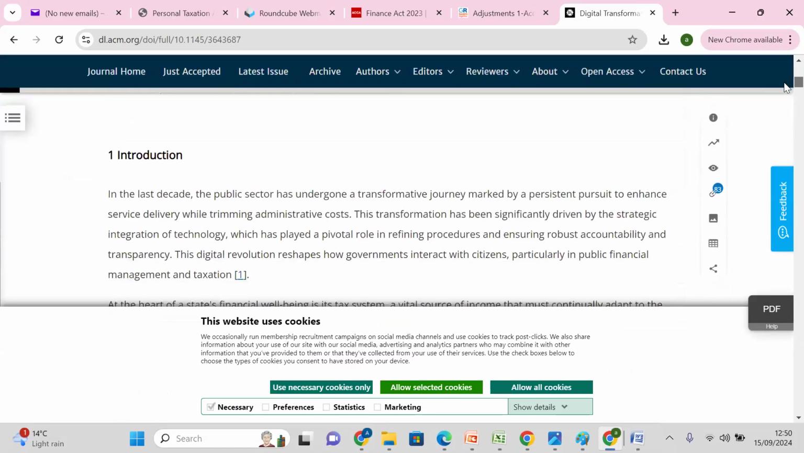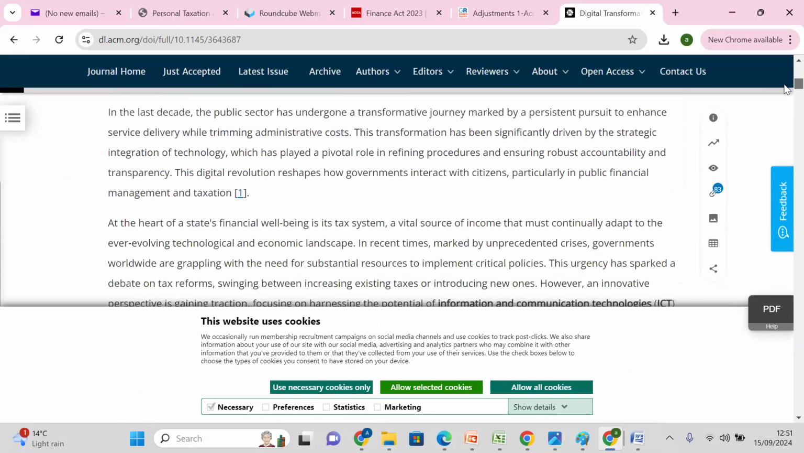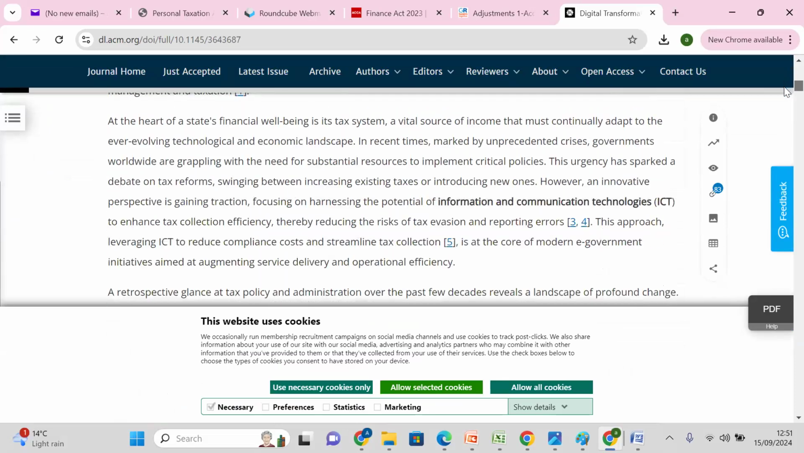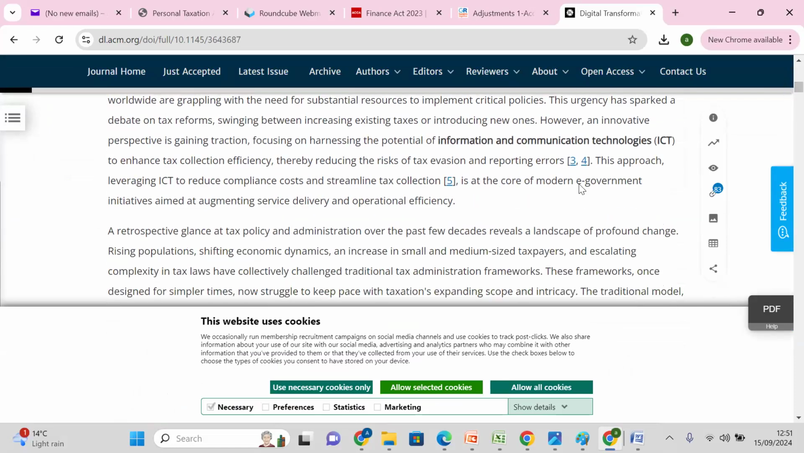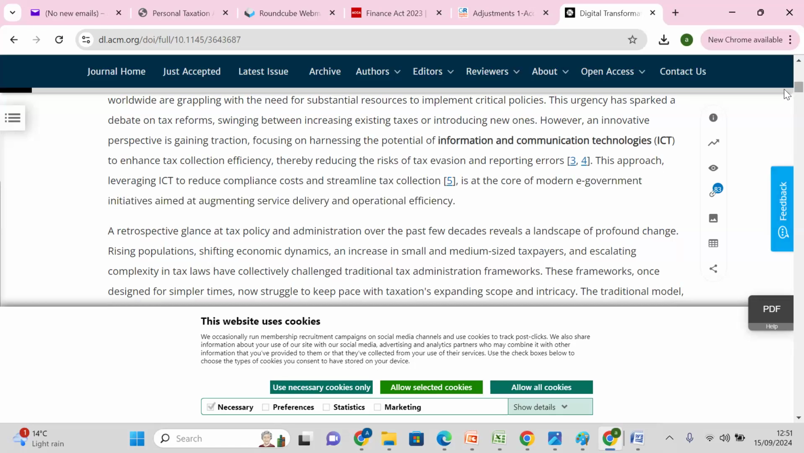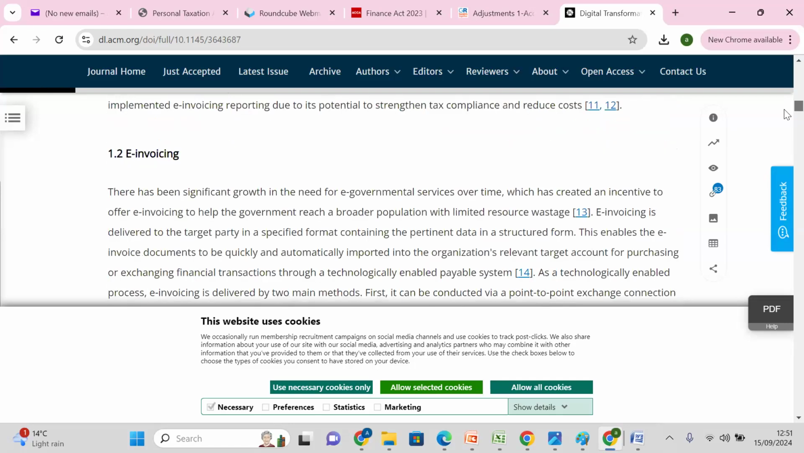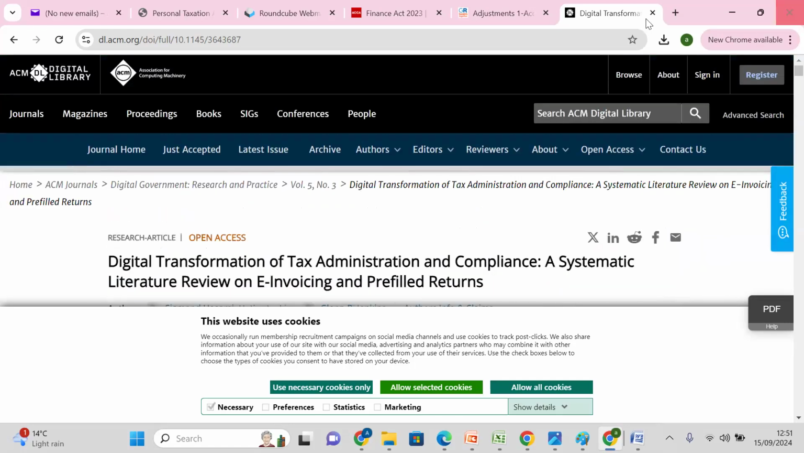In the last decade, the public sector has undergone a transformative journey, marked by the persistent pursuit to enhance service delivery. Administrative costs need to be reduced, so digital is good. We discuss that a tax system needs to be consistent, easy, and with lower administrative cost. We are moving towards the government initiative to make tax digitalized. The tax system needs to be progressive, regressive, or you can explain underneath.